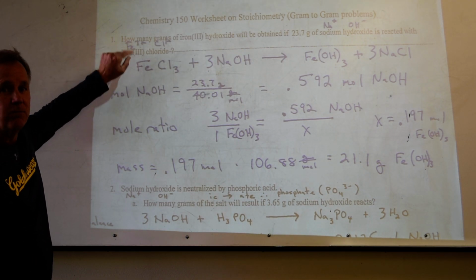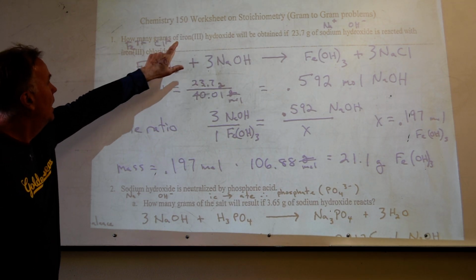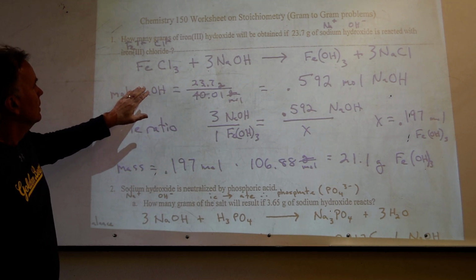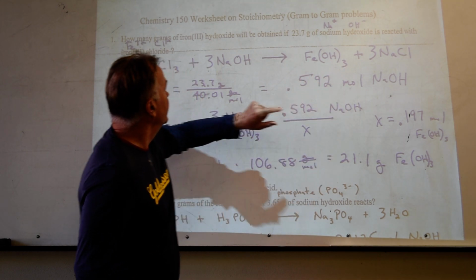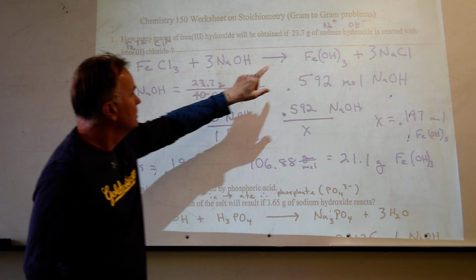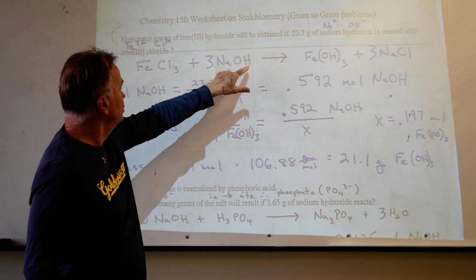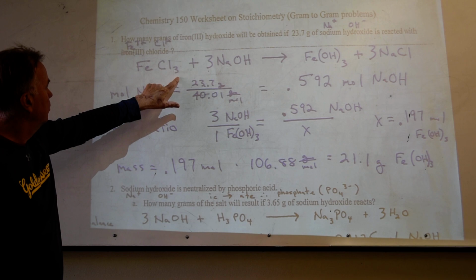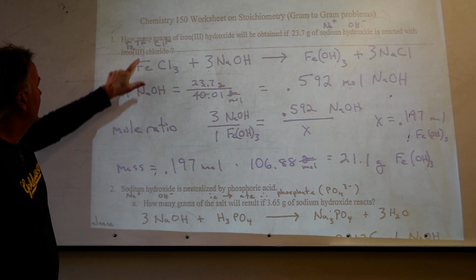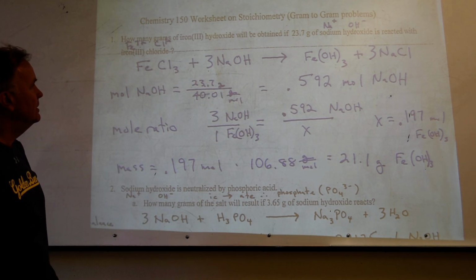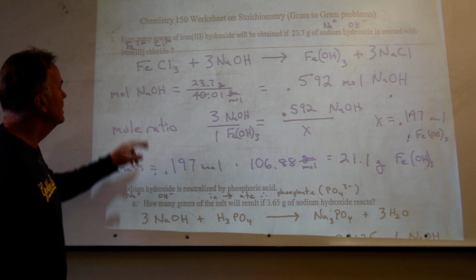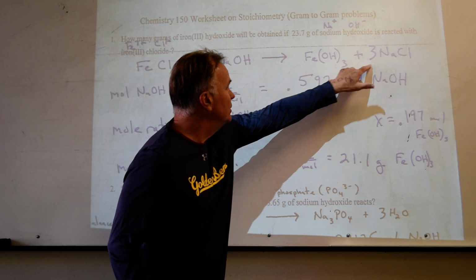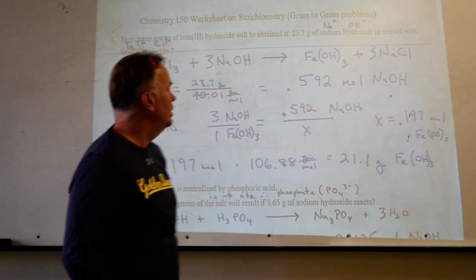First thing, you have to write the correct formula to get the correct equation. So iron 3 hydroxide is Fe(OH)3. Sodium hydroxide is NaOH, and then iron 3 chloride would be FeCl3, because iron's a 3 plus there, that's a 1 minus. So you've got to make sure you write the correct formulas. Then to balance it, you end up with a 3 here and a 3 here, so it's 1, 3, 1, 3 ratios.